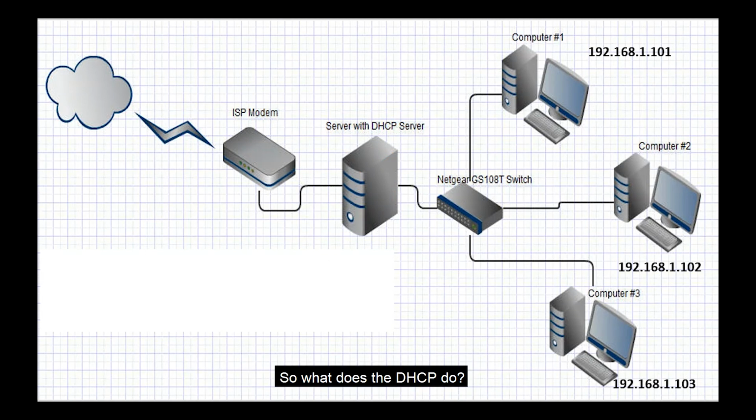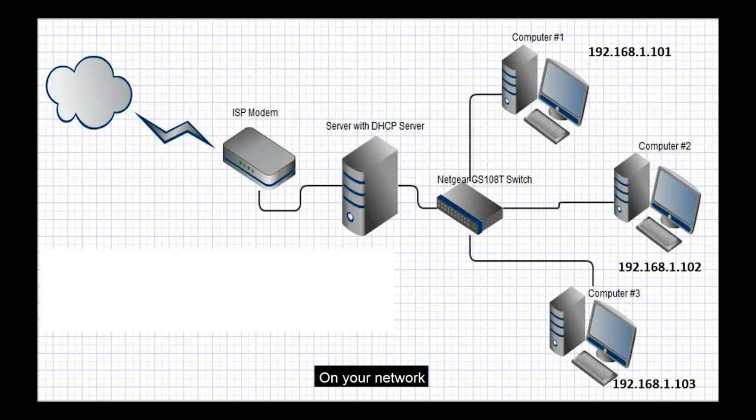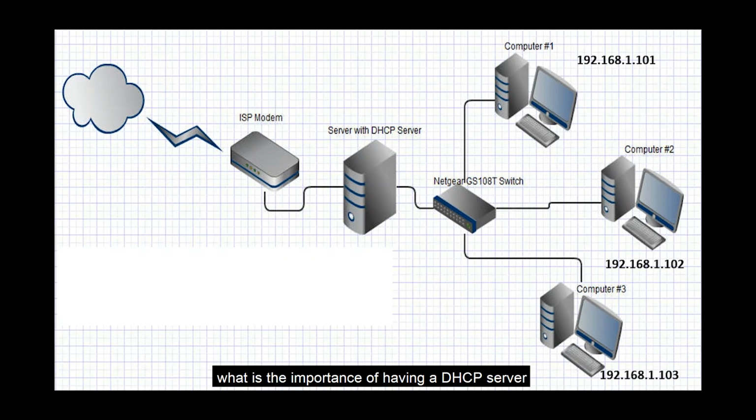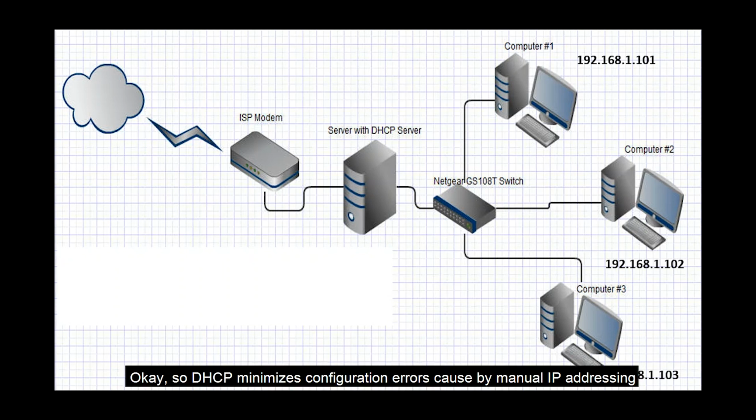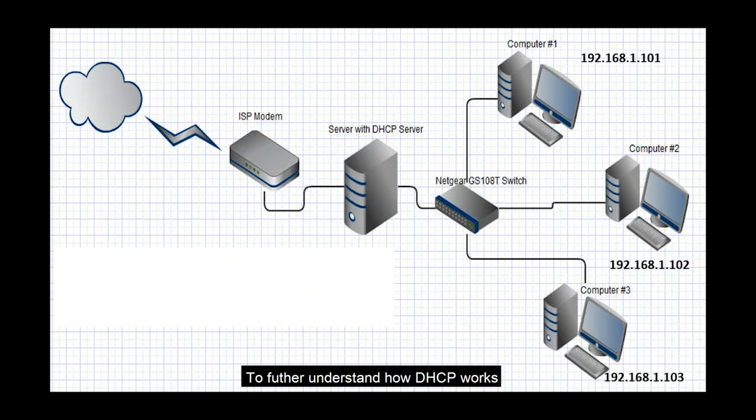So what does the DHCP do? DHCP automates the process of configuring IP addresses for your devices on your network. What is the importance of having a DHCP server on a big network? DHCP minimizes configuration errors caused by manual IP addressing, such as typographical errors or address conflicts caused by manual assignment of an IP address to more than one computer at the same time. To further understand how DHCP works, let's try to install it on my Ubuntu server.